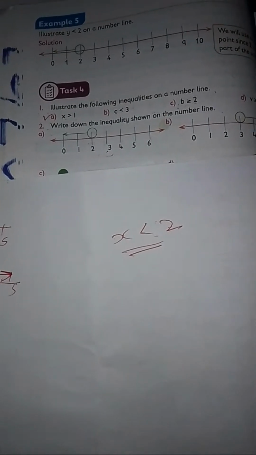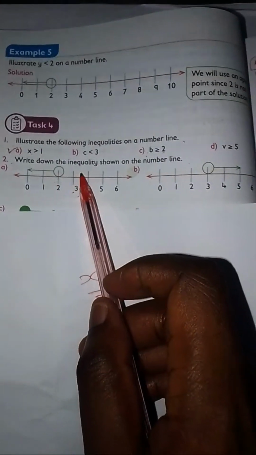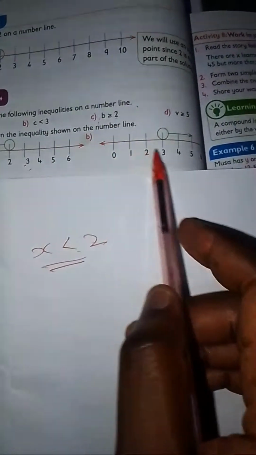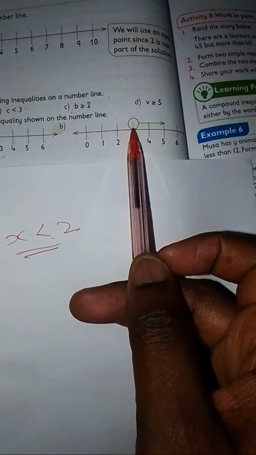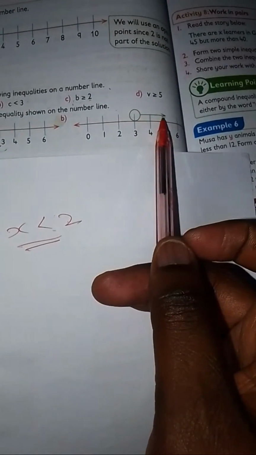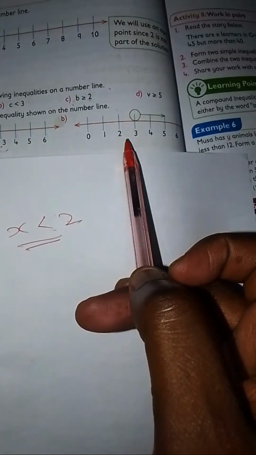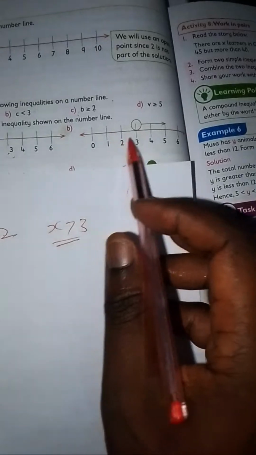I want us to move to this part here, part B. Part B says this. The question still says write down the inequality shown on the number line. So part B now, it has been circled 3. Then there's a direction that has been given towards the right. So that answer now becomes x is greater than 3. So the correct answer for that now becomes x is greater than 3. So that now becomes the correct answer for this part B.